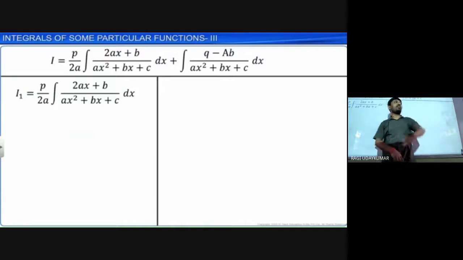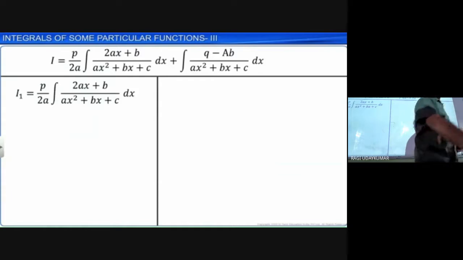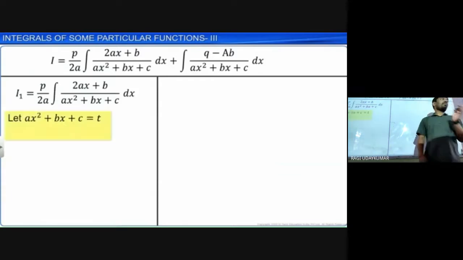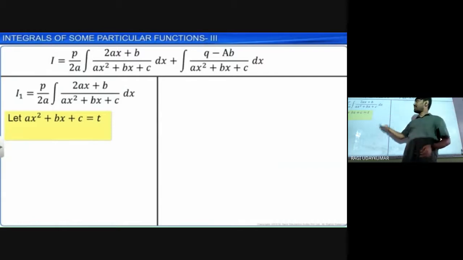So logarithm of denominator. The given integral is in the form of integration of f dash of x by f of x, which is equal to logarithm of f of x. That is nothing but you are going to get this as p by 2a into logarithm of the modulus of ax square plus bx plus c. But this is plus c, no need to write.